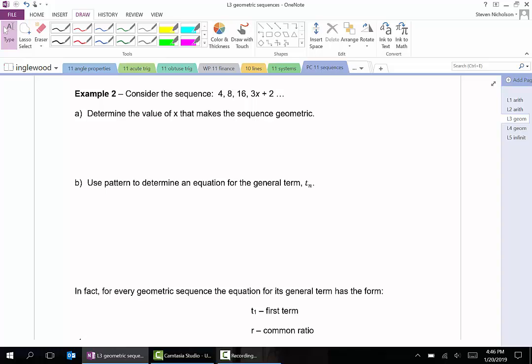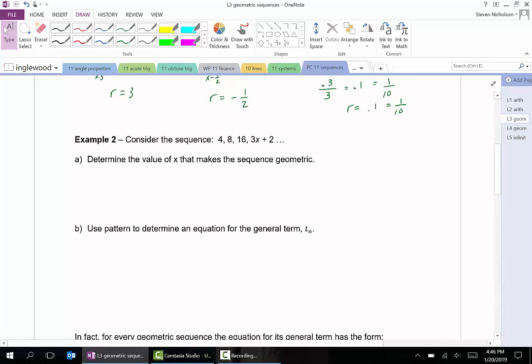The first one, again, is a little bit of algebra. Determine the value of x that would make this sequence geometric. So in figuring geometric, remember it's a multiplication pattern. So 4 to 8, 8 to 16, that's a times 2. So hopefully we would look at this and go, well, that next one has to be 32. So 4 to 8 to 16 to 32 to 64, etc.